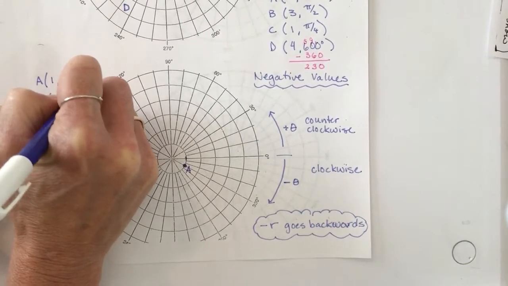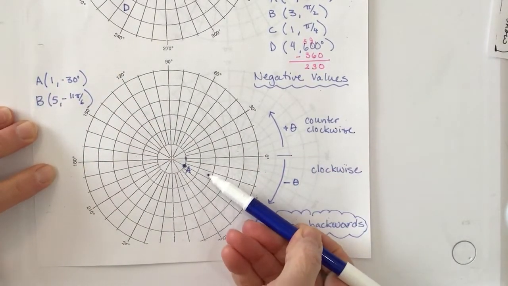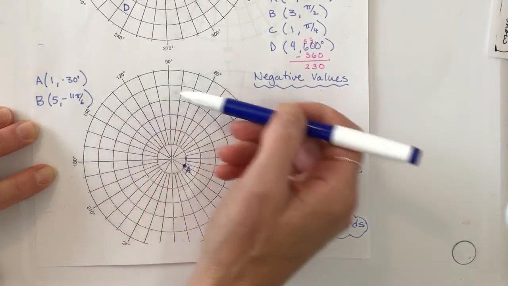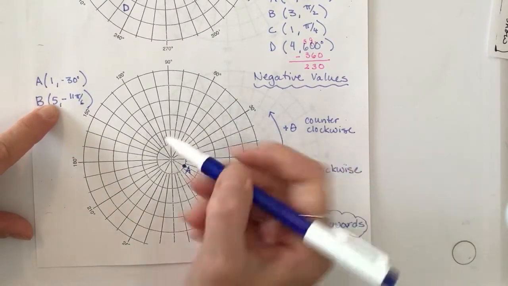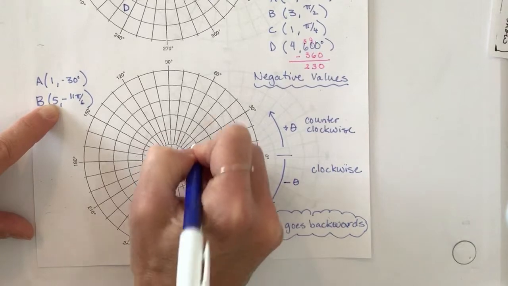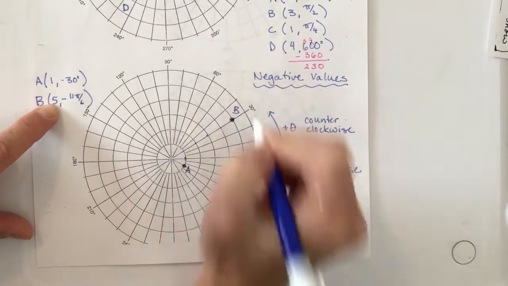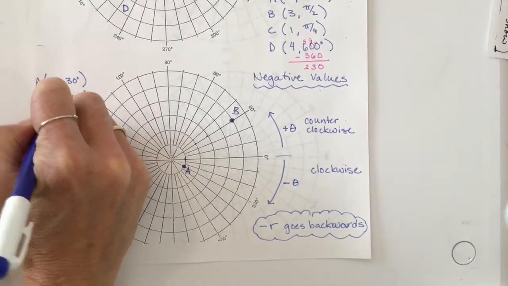Let's do another one in radians, just so you know. Negative 11 pi over 6. Now, you guys know 11 pi over 6 would be right over here, right? However, if we go negative, we're going to go around this way and end up at 30 degrees. And we have to go out 5. So let's count that. 1, 2, 3, 4, 5. There we go. So that's B.